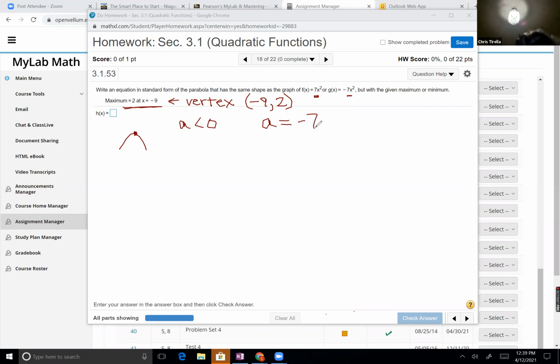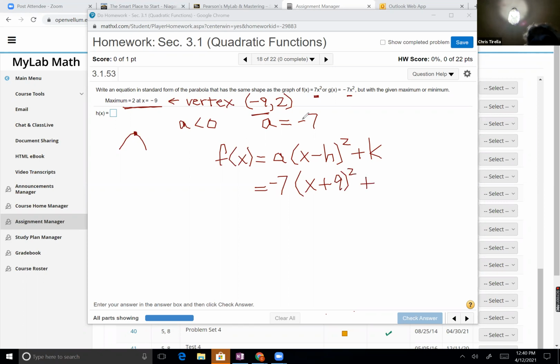And we're just shifting this one. We can look at it as using a transformation, shifting it from having a vertex at the origin to having a vertex of (-9, 2). Or we can use the vertex form of the equation, where it's a times x minus h squared plus k, where (h, k) is the vertex. So for a, we'll use the negative 7. x minus negative 9 would be x plus 9 squared, plus k, the y value of the vertex, which is 2.